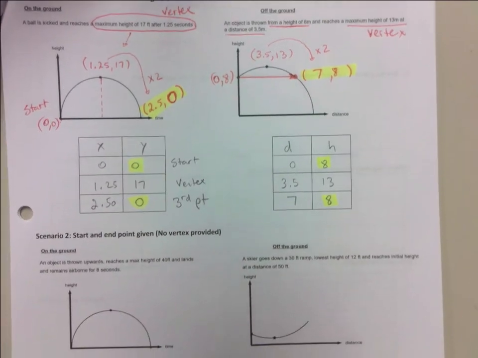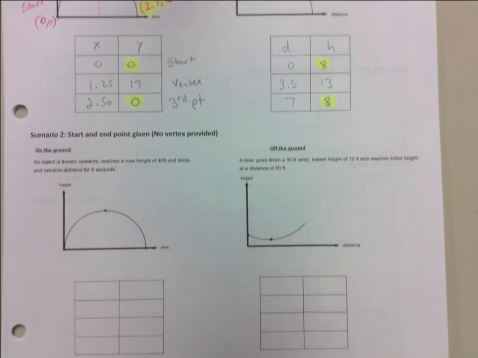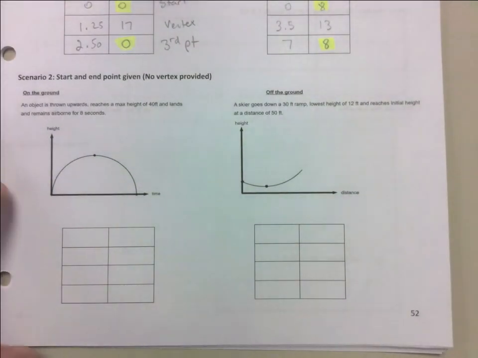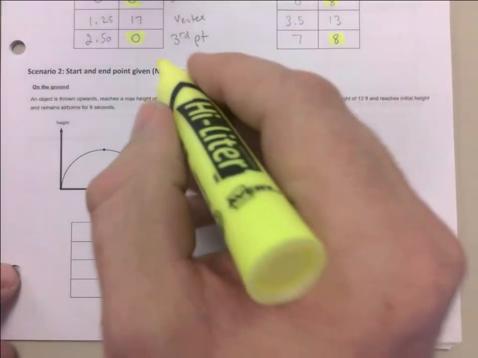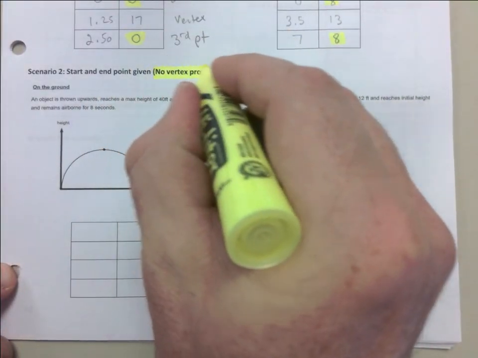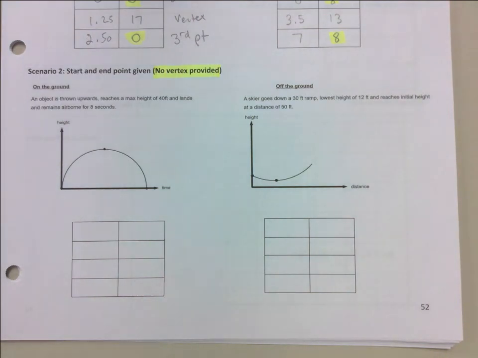This same idea, we're going to use it a little differently. This will be the scenario where the vertex is not provided. No vertex is provided. This is rare, but it has happened.